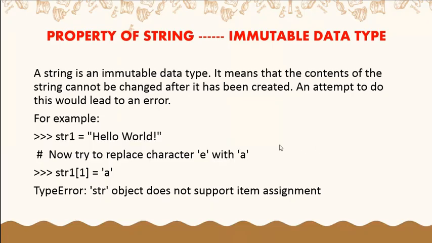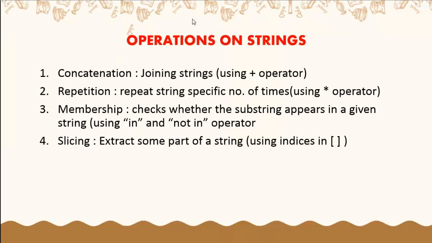So now we will continue with the operations on strings. Now 4 major operations can be done on strings. Concatenation, that means joining strings, that can be done with the plus operator. Then repetition, that means repeating the string a specific number of times, and that can be done using the star operator, which is the multiplication operator. Then third is membership.